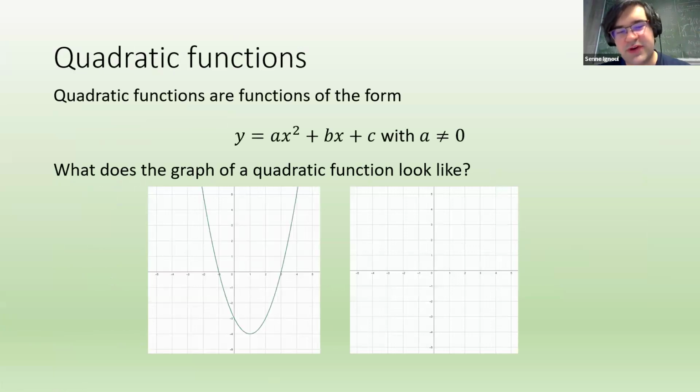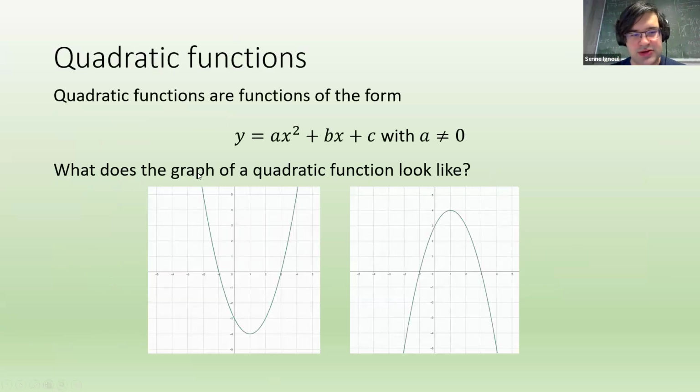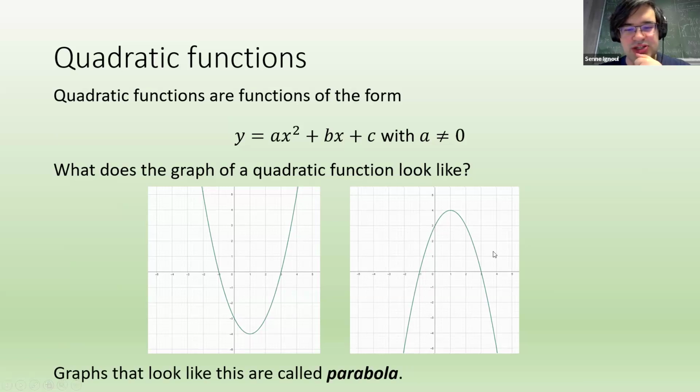So indeed, we have two kinds of graphs. We have something which looks like this, an upward pointing parabola, and we have a downward pointing parabola, which kind of looks like a mountain. As I said, these shapes we call parabolas. Now, we want to study this parabola in a real-life example.